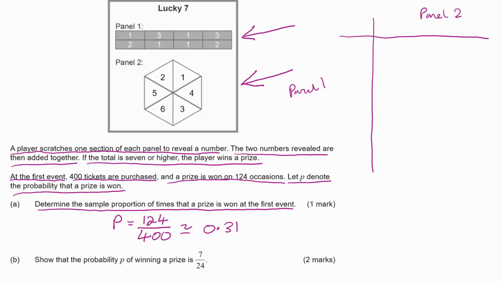Now, panel 1 has 4 ones, it has 2 twos, and 2 threes. Panel 2 just simply has 1, 2, 3, 4, 5, 6.